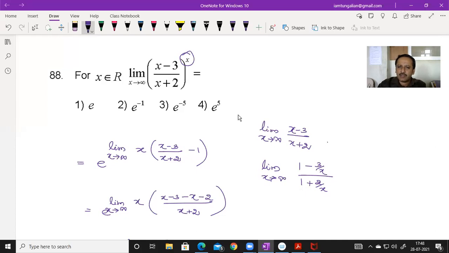Okay, so sir, when we have to use this formula, you have to use this formula only if it is of the form 1 power infinity. Okay, so Akshay, is it clear now how we get 1 power infinity here?